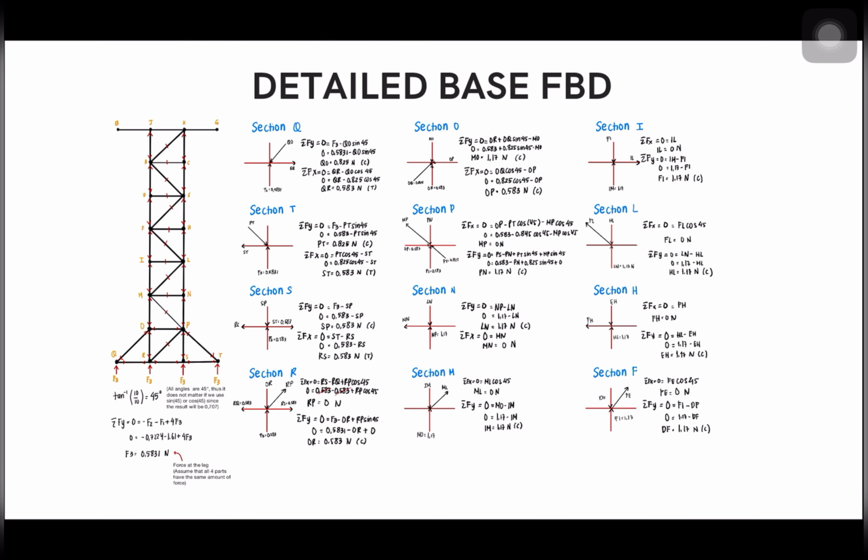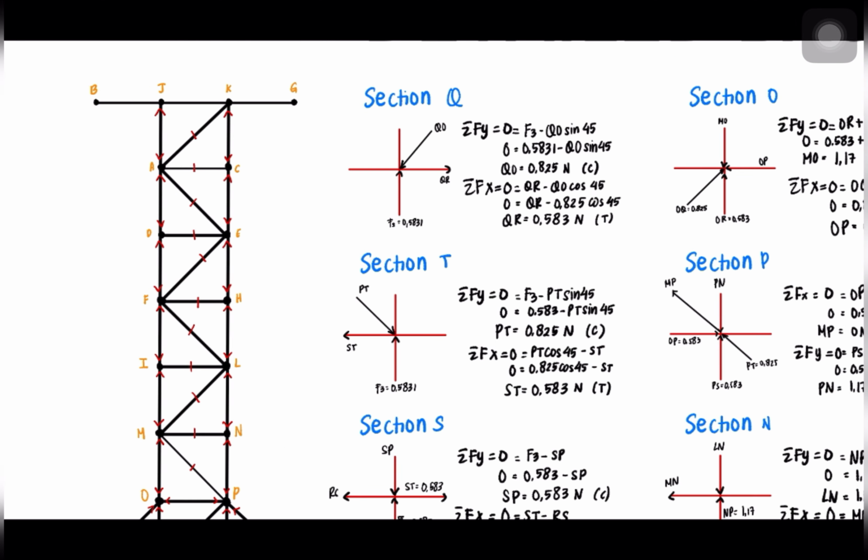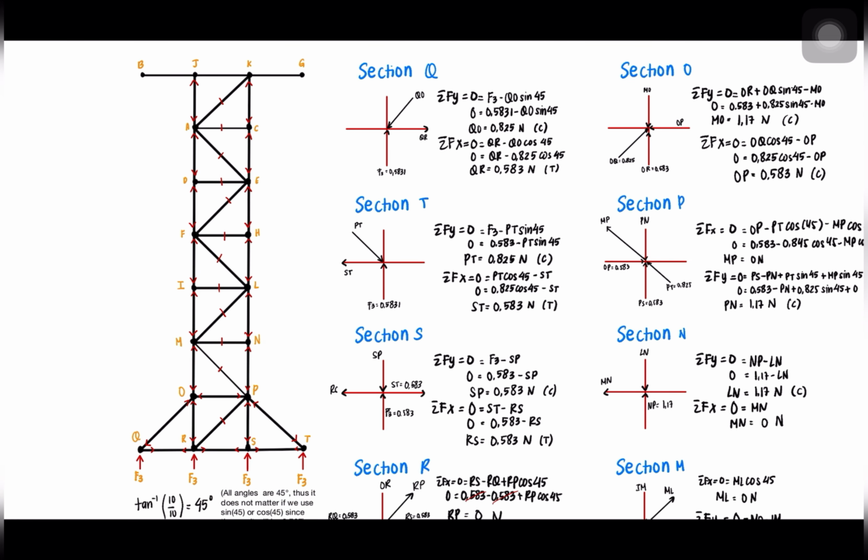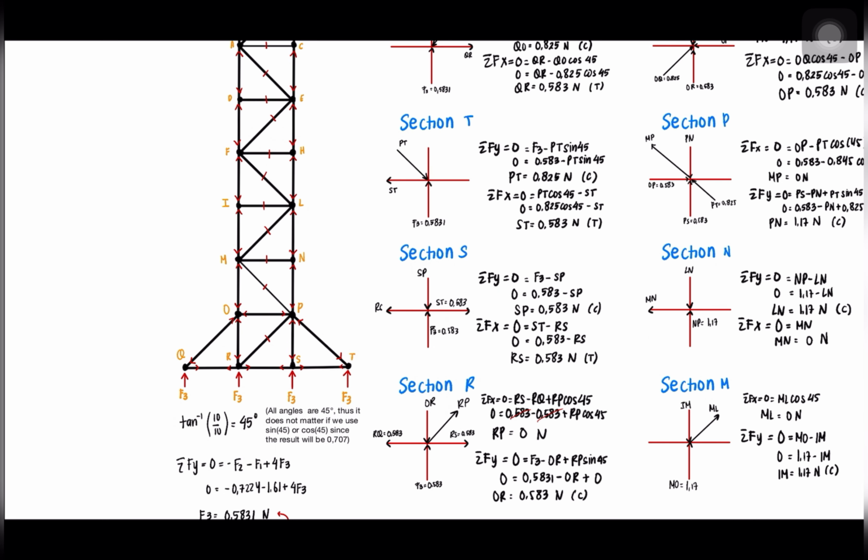Okay, so next we can analyze it one by one, just like how we analyzed the counterweight and the JIP. We start from the pin at Q, and as with the previous part, we use sigma Fy equals 0 and sigma Fx equals 0, and then we can get the answer. The same goes for section T, section S, section R, section O, section P, section N, section M, and until section F, which is here.